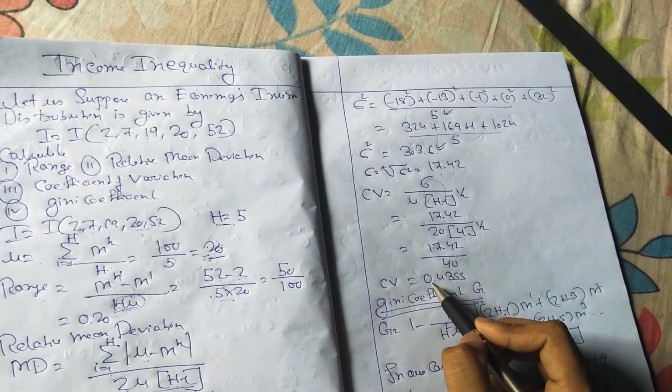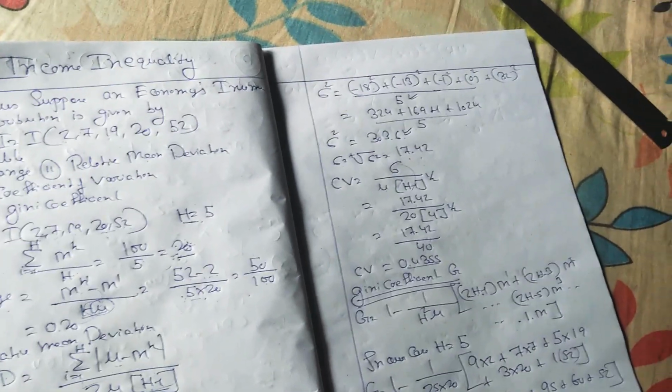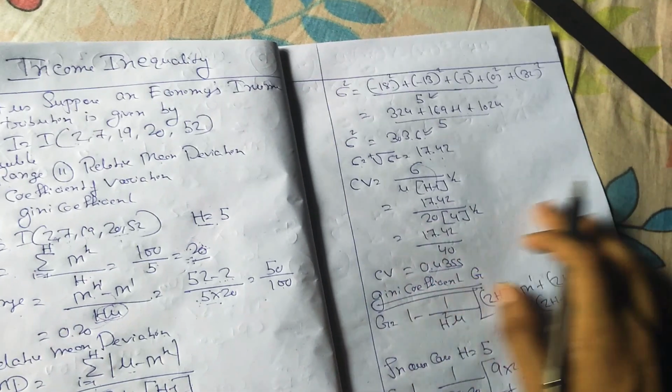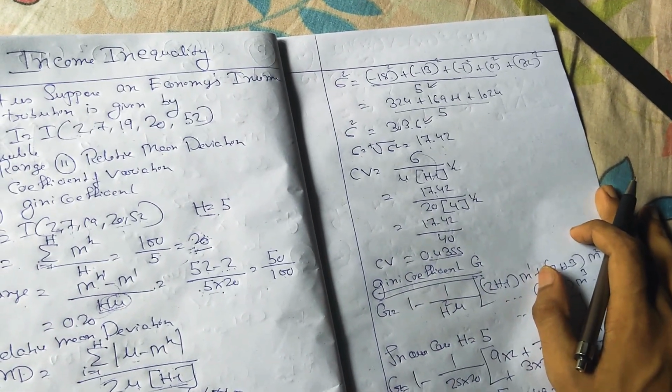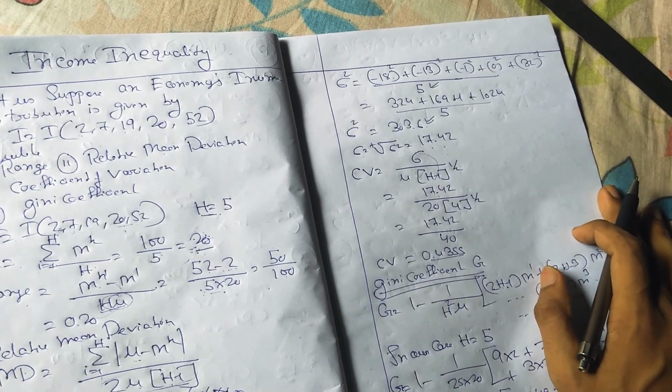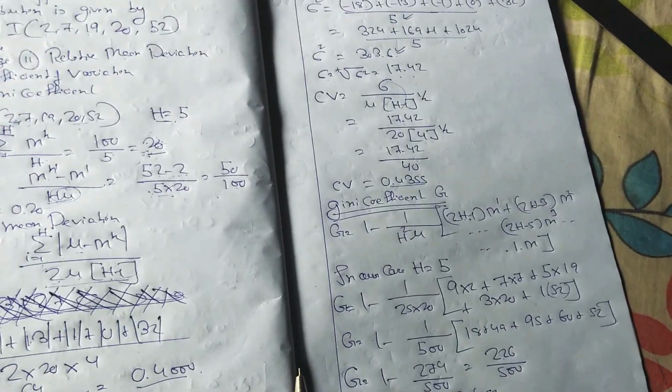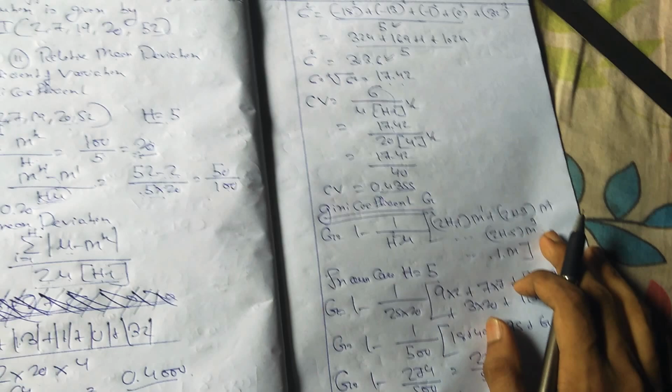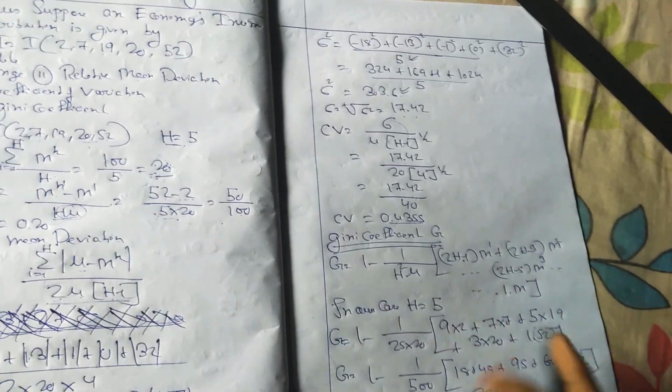Solving it, we get 0.4355. So based on the coefficient of variation, income inequality is 0.4355. Our final measure of income inequality is the Gini coefficient.